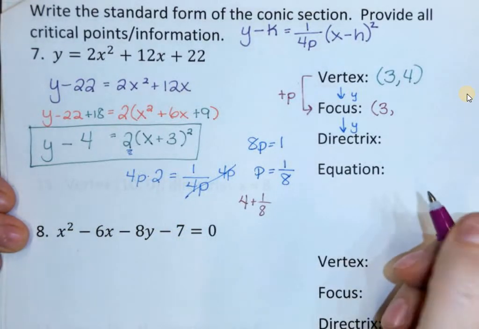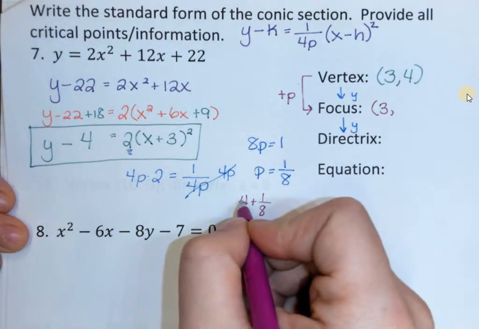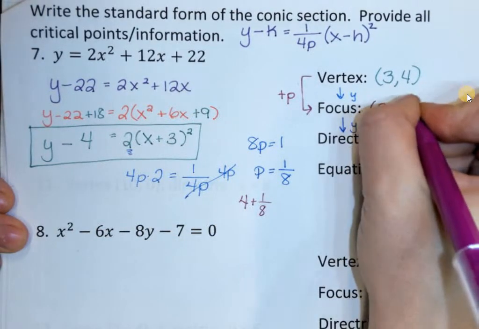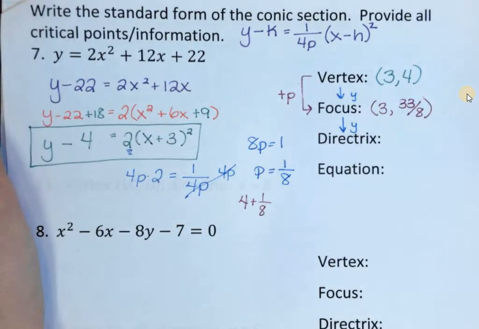I do not want 4 1/8. I do not want a decimal. 8 times 4 is 32, plus 1. That's it. Can't forget the little math that you learned a long, long time ago.